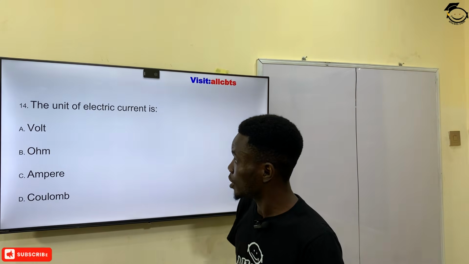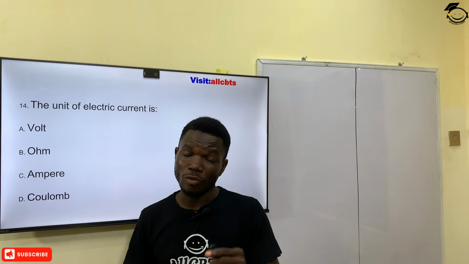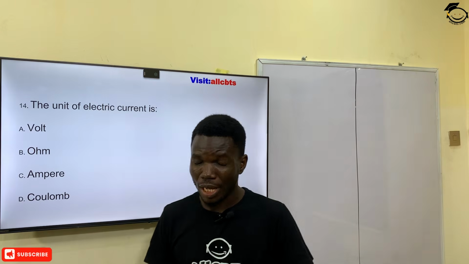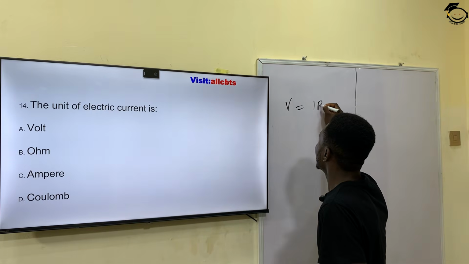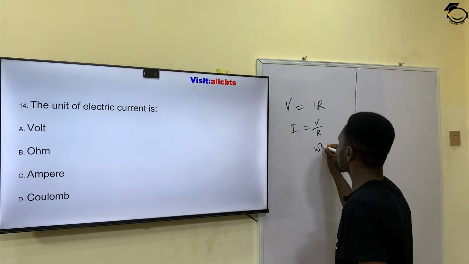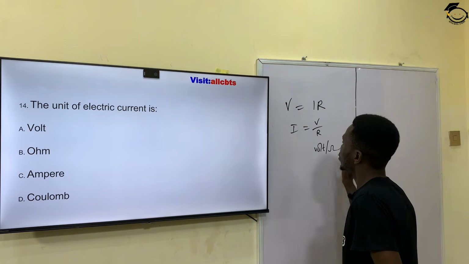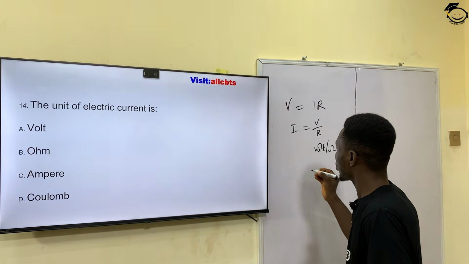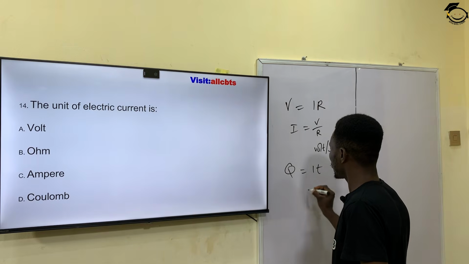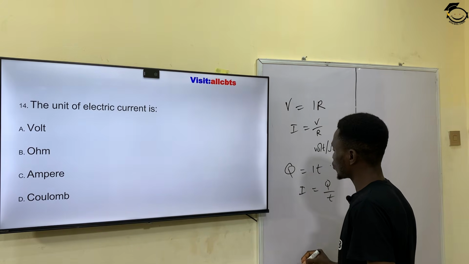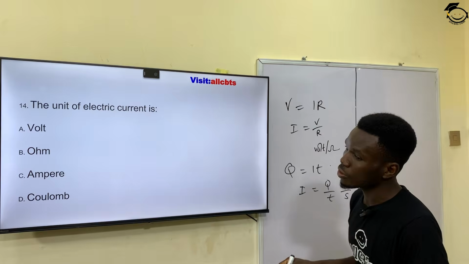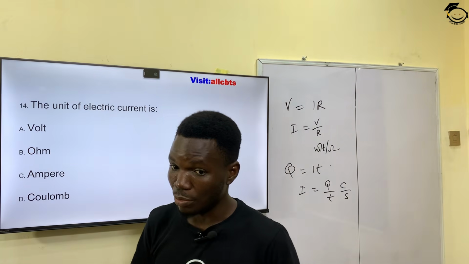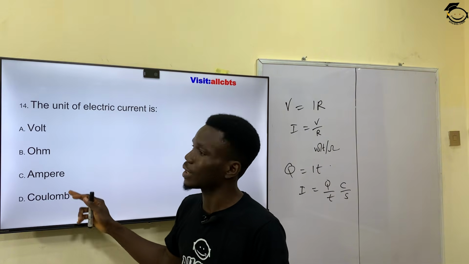There's also question number 14, which says the unit of electric current is dash. The unit of electric current is the ampere. The ampere can also be rewritten because if V is equal to IR, this can also mean that I is equal to V over R, which means I have volts per ohm. So the ampere can also mean volt per ohm. We also know that Q is equal to IT, which means that I is equal to Q over T. This can also mean that current is measured in coulomb per second. So you can either use volt per ohm, coulomb per second, or you can simply say ampere, which is the unit of current, and that is option C.